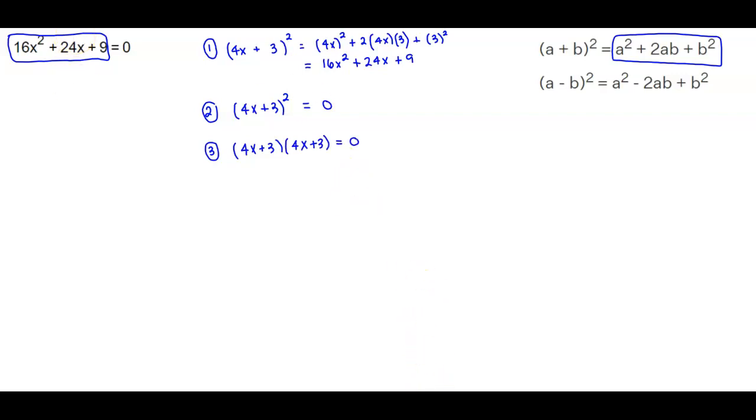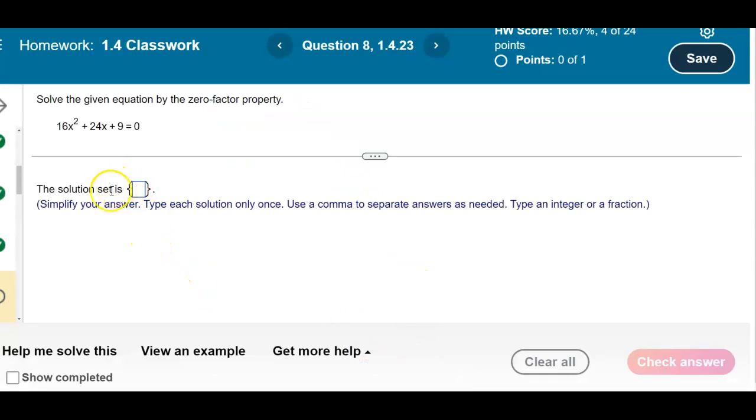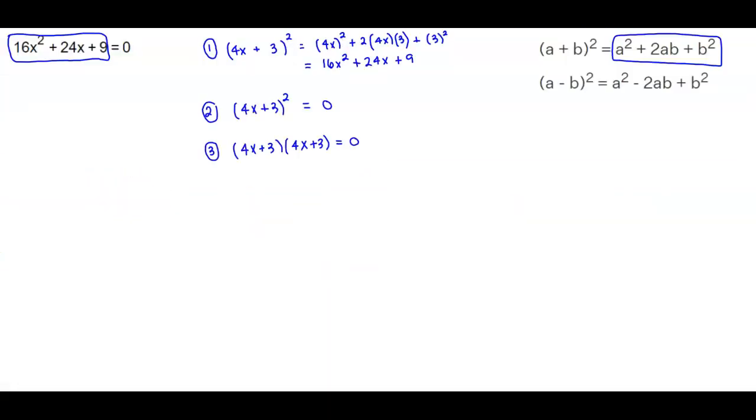So let's go ahead and answer the question. They want us to find the solution set for this, so we use the zero factor property. We set 4x plus 3 equal to 0, or 4x plus 3 equal to 0. On the left, we subtract 3 from both sides, and we get 4x equals negative 3. Divide both sides by 4, and x is going to equal negative 3/4.